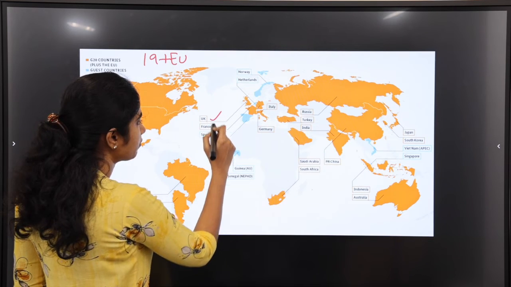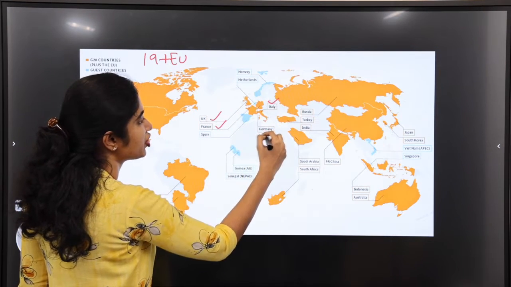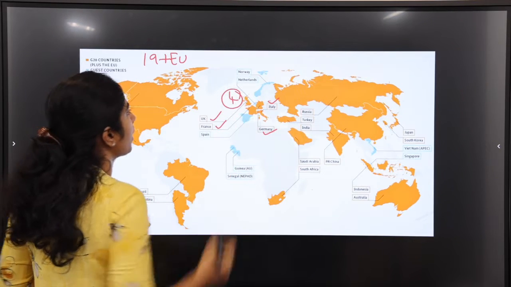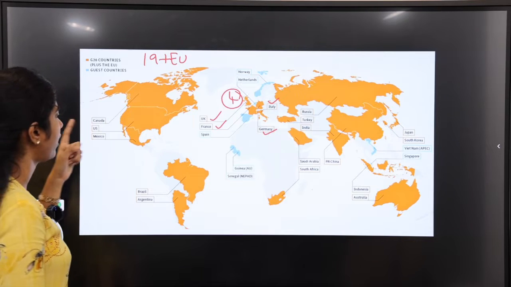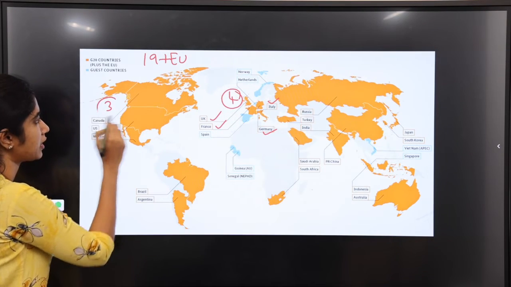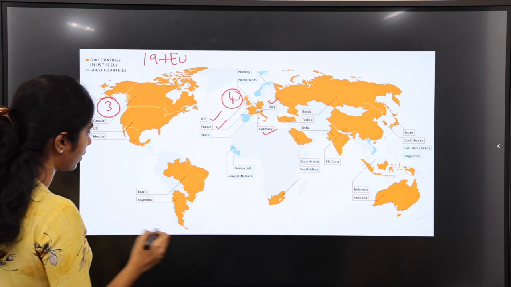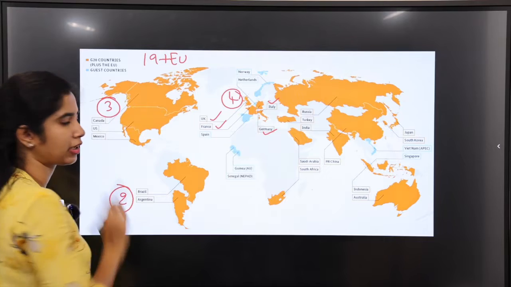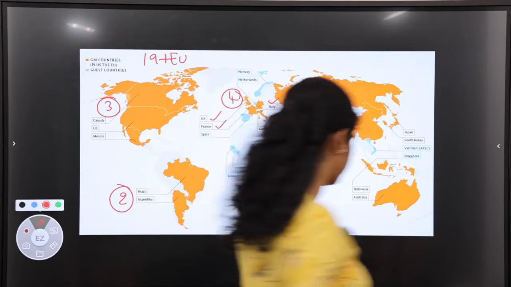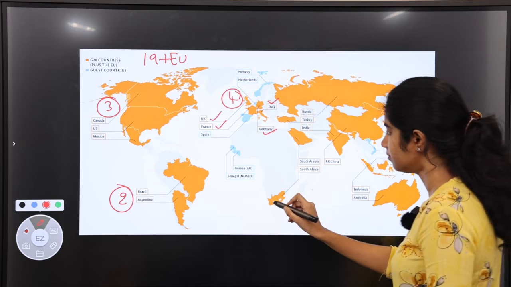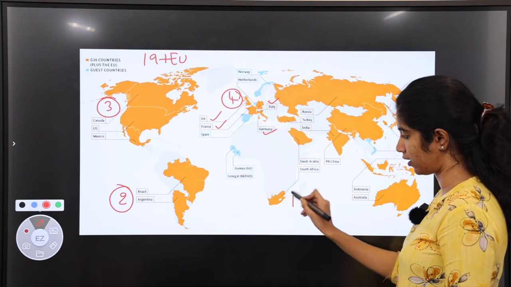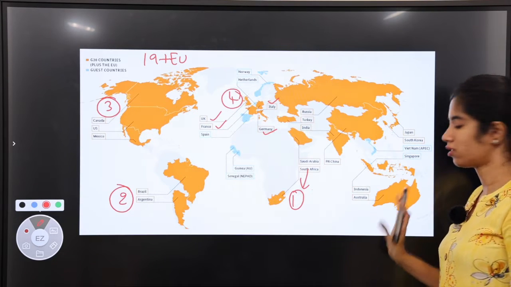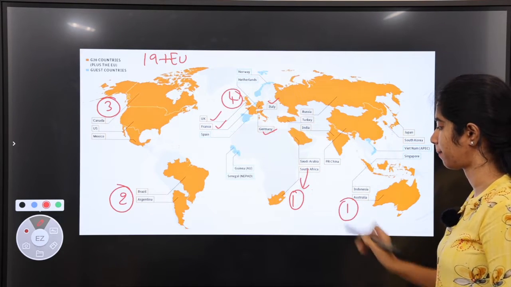So UK, France, Italy, Germany: these are the 4 countries in Europe. Coming to North America, you have Canada, US, Mexico. These are the major countries. In South America, Brazil and Argentina. You can see these are developing countries, which are also included in G20. In the African region, you have only one country, South Africa. And in the Australian continent, there is only one country, Australia.